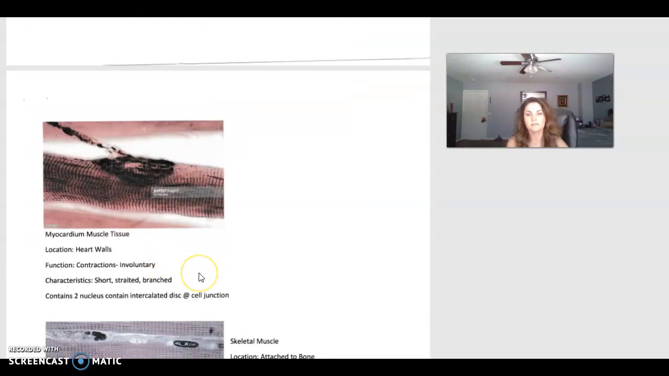Our next slide is the myocardium muscle tissue, and the location is the heart walls. The function is contraction, and it is involuntary. The characteristics are short, striated, and branched. This contains two nuclei. It contains intercalated discs at the cell junctions.